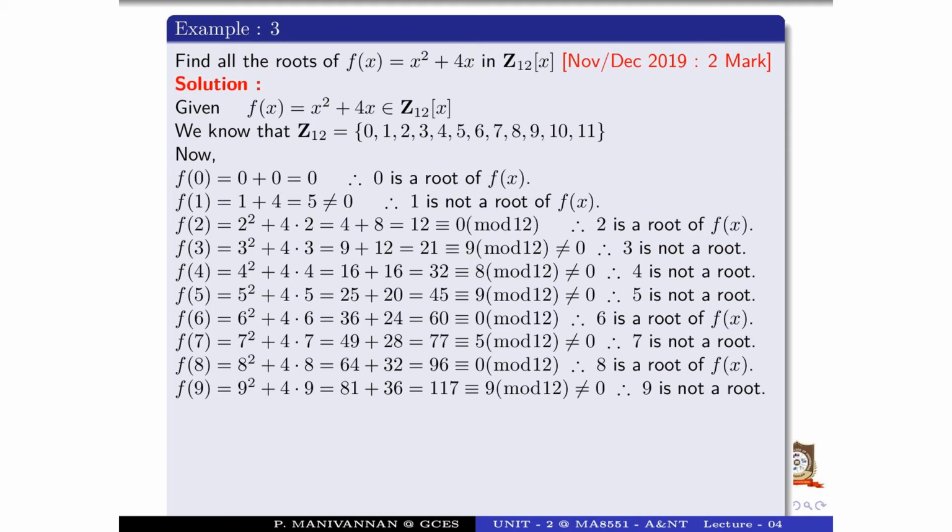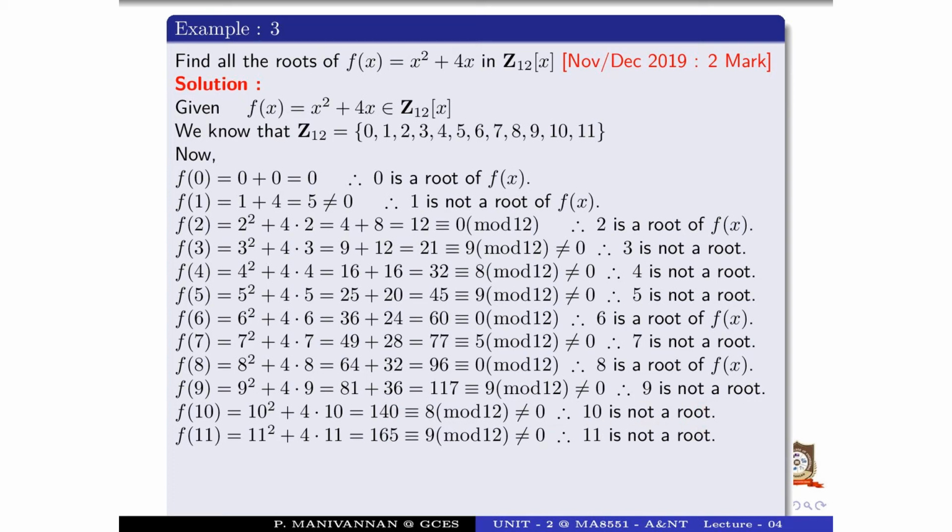f(9) = 9² + 4·9 = 81 + 36 = 117, and 117 is equal to 9 mod 12, which is not equal to 0. Therefore 9 is not a root. f(10) = 140, equal to 8, not equal to 0. Therefore 10 is not a root. f(11) = 165, equivalent to 9, not equal to 0. Therefore 11 is not a root.